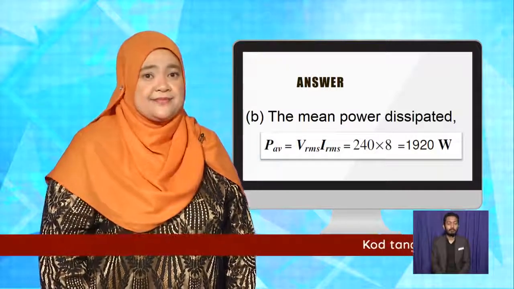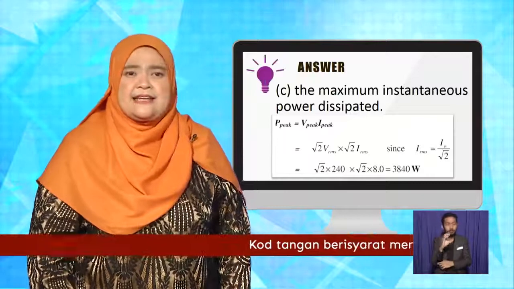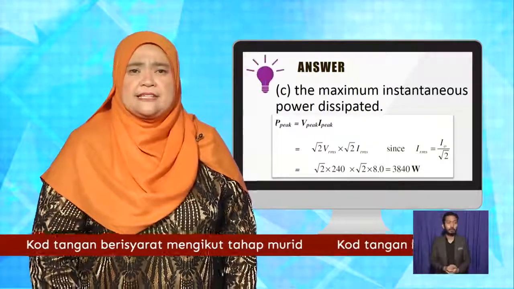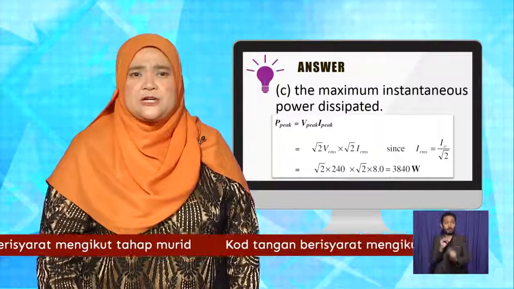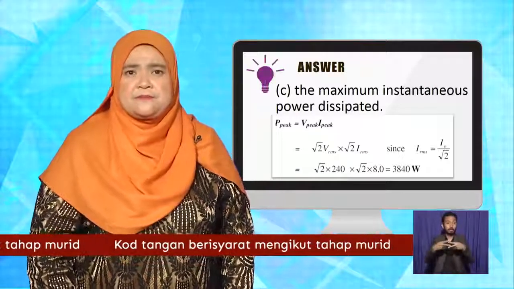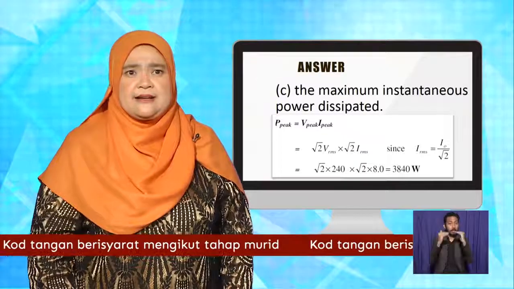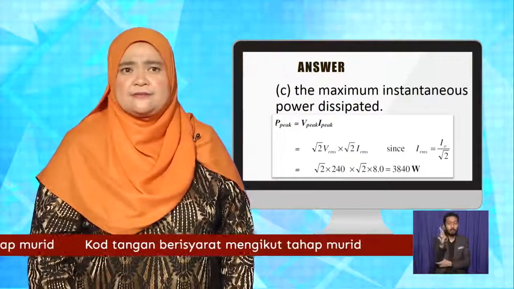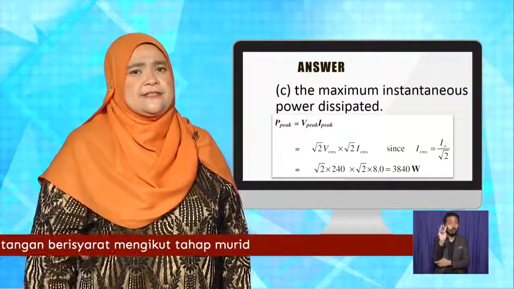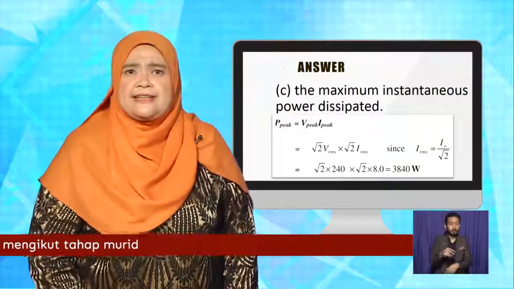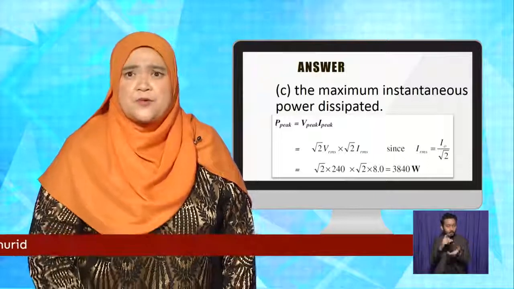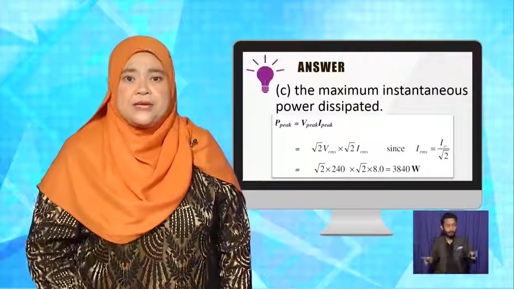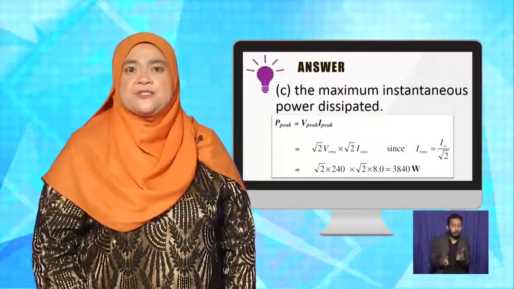Answer for C. Calculate the maximum instantaneous power dissipated. The peak power is equal to peak voltage times peak current. The answer is 3840 watts. Okay, student. Remember that for calculating the average power, we need to use the RMS value, while for the peak power, we need to use the peak value.